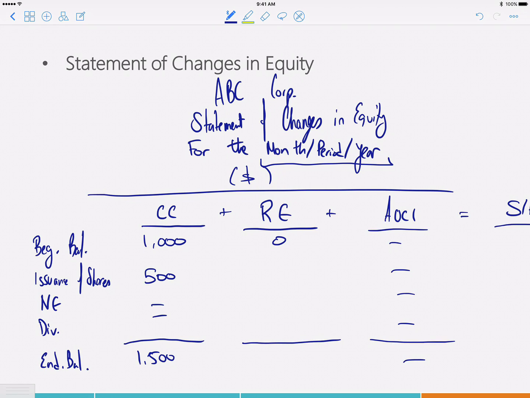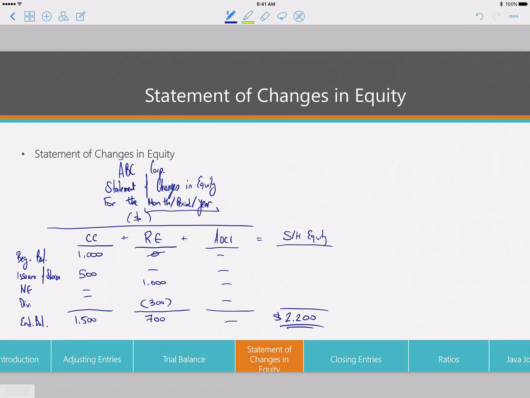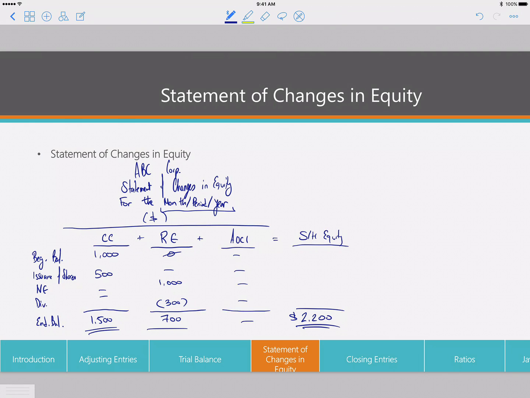Say it was a new company, so they had 0 retained earnings, and their profit from the year was another $1,000, and they paid out $300 of dividends, so $700. So actually, our total shareholders' equity would be $2,200. So this is what your statement of changes in equity would roughly look like, and you would add up at the end of each of the different categories.